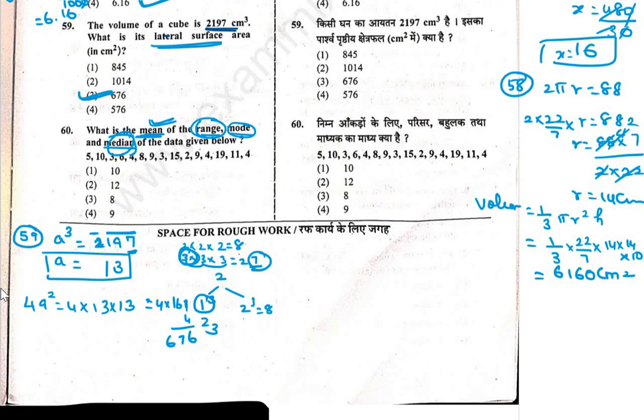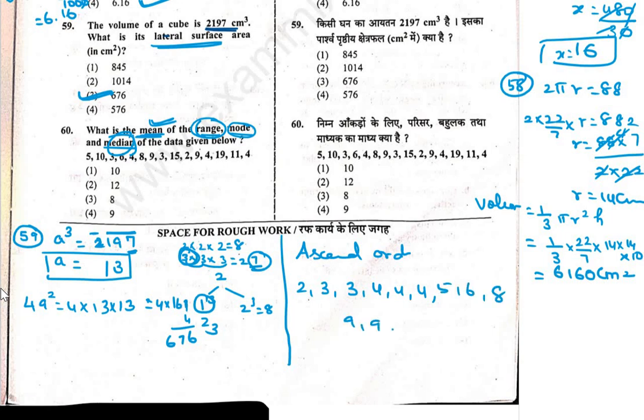So if the data is given, first arrange it in ascending order. That is the condition. Ascending order means small to big. So this is the order. Now we have to find it one by one. First one is range. What is range? Highest value minus smallest value. Highest value is 19, smallest is 2. 19 minus 2, 17.